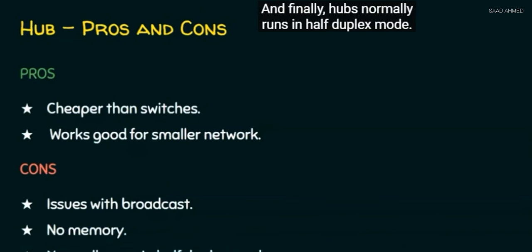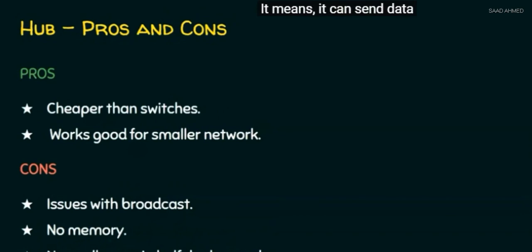And finally, the hub runs in half duplex mode. It means it can send data as well as receive data, but not both at the same time. Because of these drawbacks, we are moving from hubs to switches.